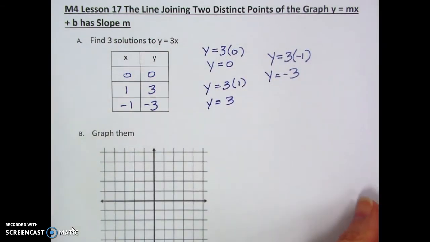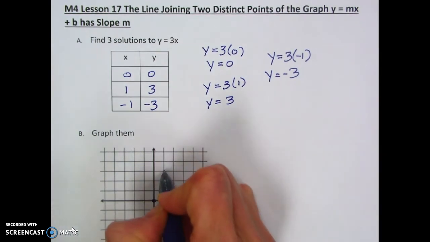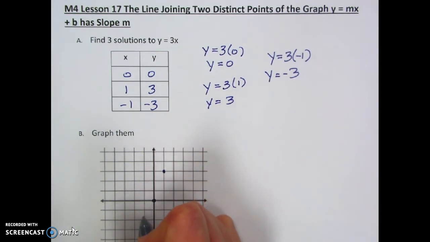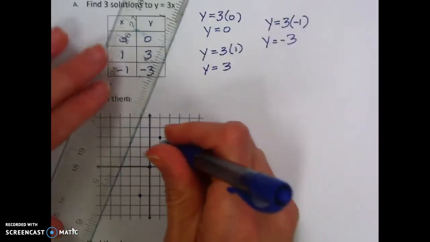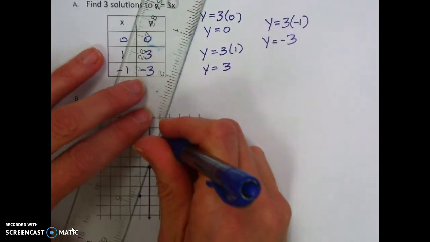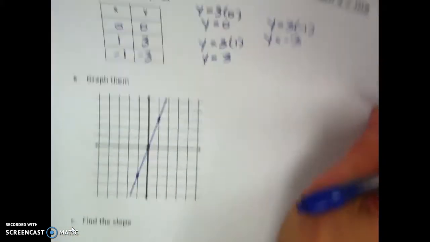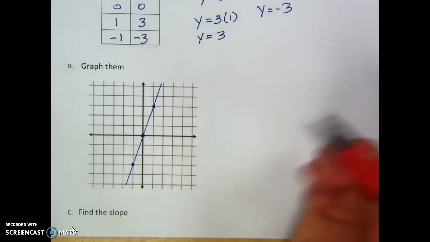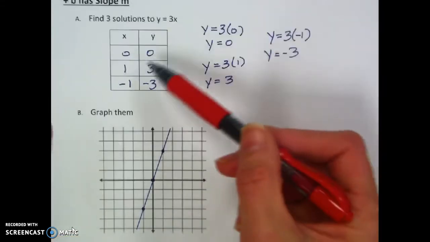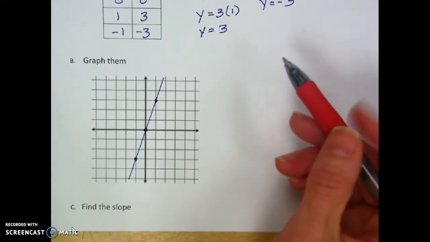Now I'm going to go down here to the graph. I'm going to plot those points, 0, 0, 1, 3, and -1, -3. Draw my line. And then I want to find what the slope is for that line. Well, I've been finding slope by counting spaces when I have a graph, or I can use a formula if I have coordinates, which these are coordinates, so I could use the formula here and find the slope if I wanted to. I'm just going to count spaces this time.